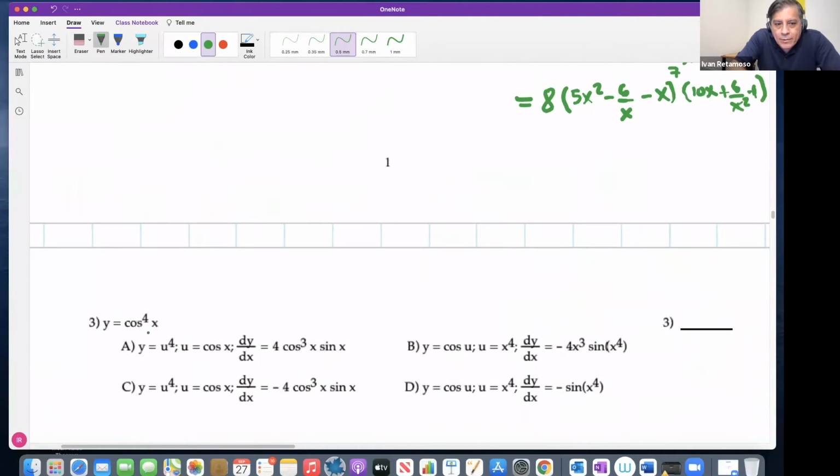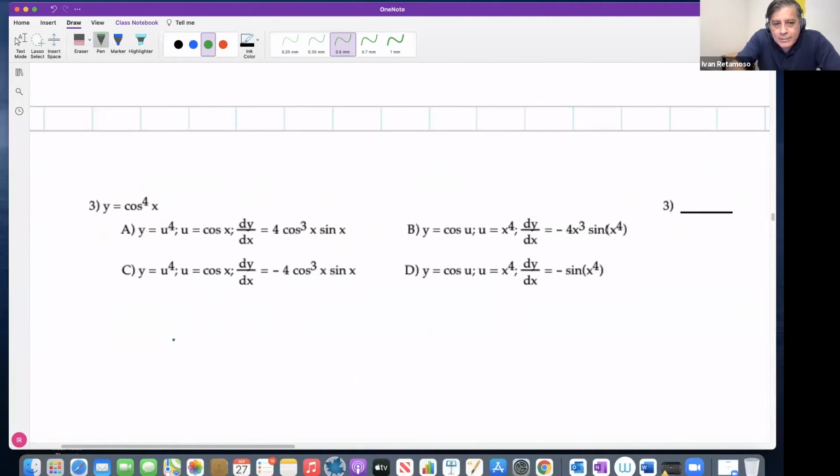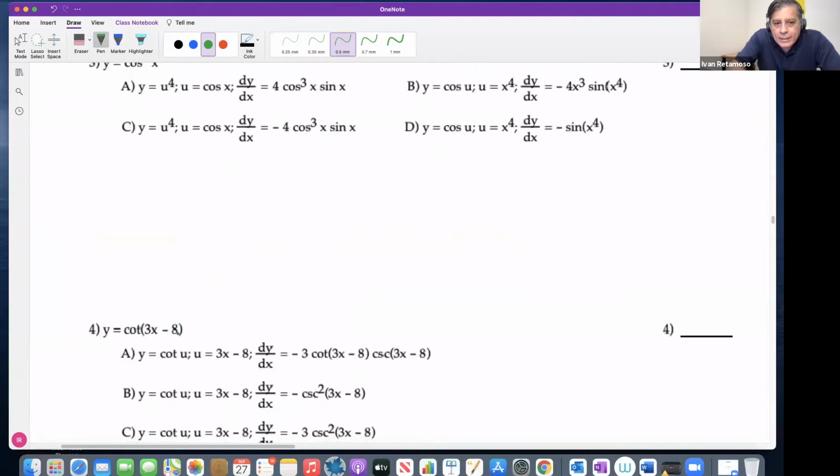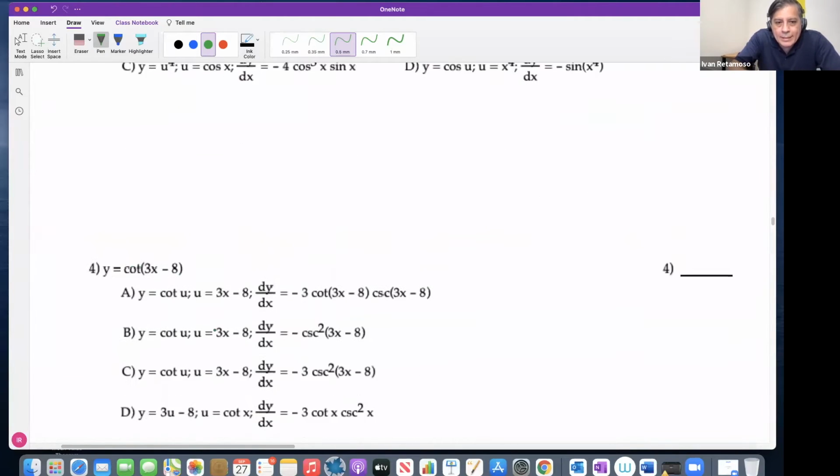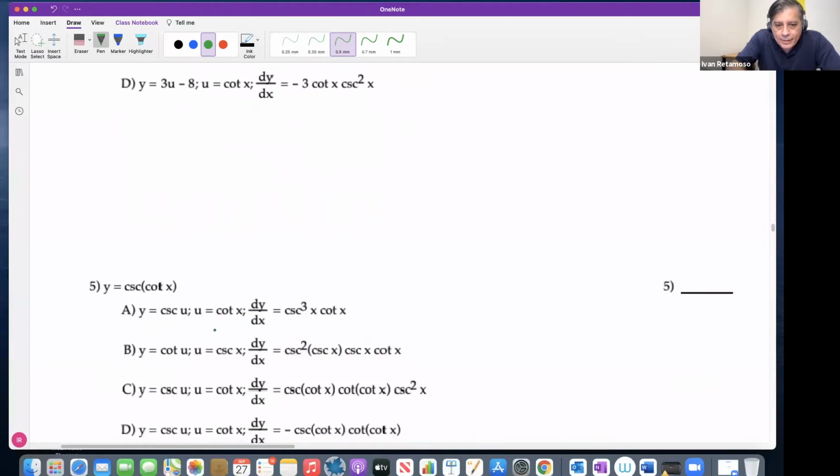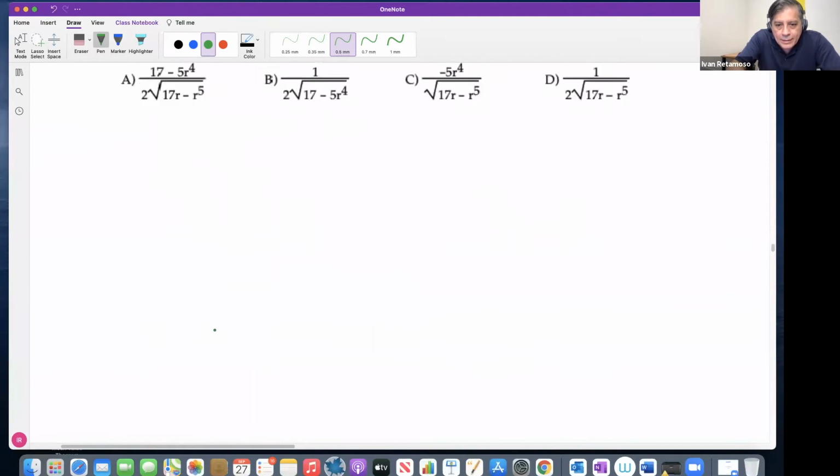Now we have new forms, cosine raised to the 4th power, cotangent of 3x minus 8. Let me show you more examples so you can go back to this. All right, let's go back to the lecture.